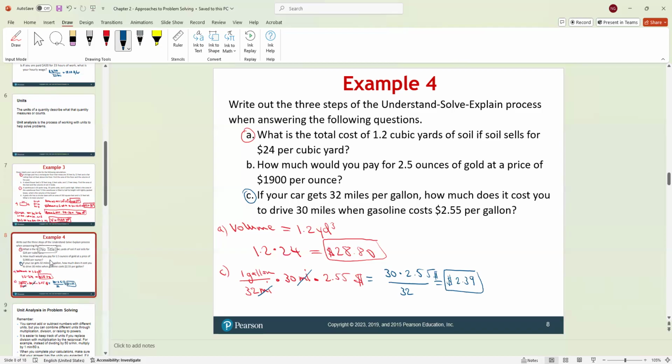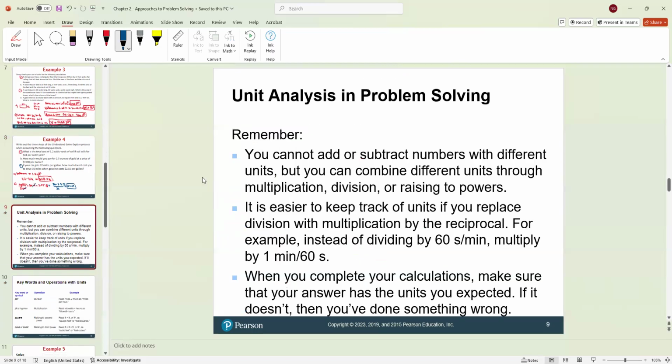you know, the unit analysis problems, right? Well, when you say unit analysis problems, you cannot add or subtract numbers with different units, right? I cannot add mango to apples or rice to beans, right? But you can combine different units through multiplication, division, or raising to a certain power. That's what we do here. It's a division when we do 1 gallon gives us 32 miles. We don't add them. That's the division, right?